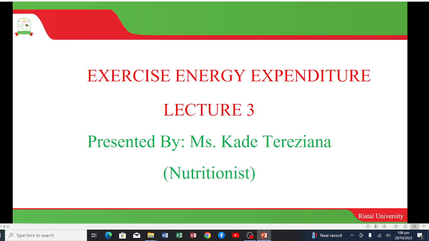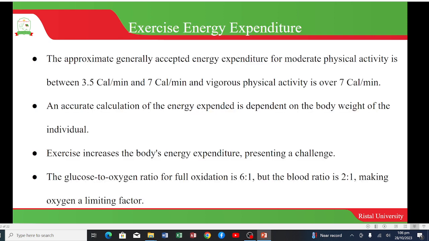Hello everyone. In this lecture, we'd like to explore the exercise energy expenditure during sports. Approximately, the accepted energy expenditure for moderate physical activity is between 3.5 calories per minute and 7 calories per minute. And for vigorous physical activity is over 7 calories per minute.